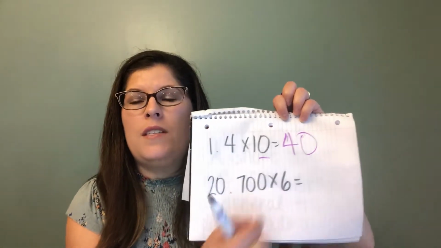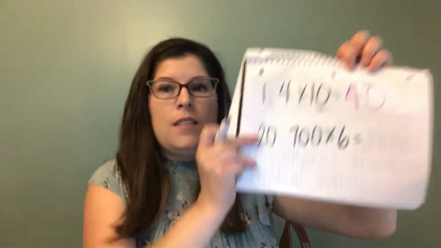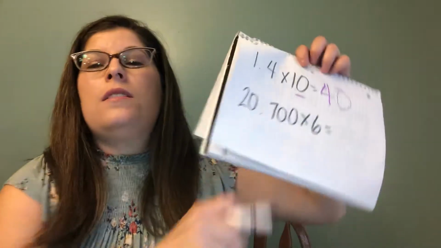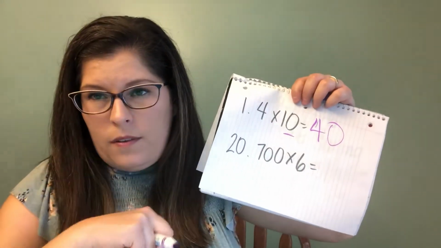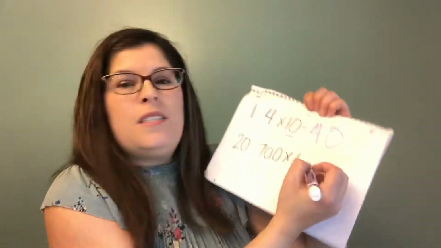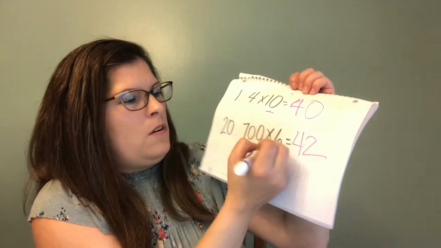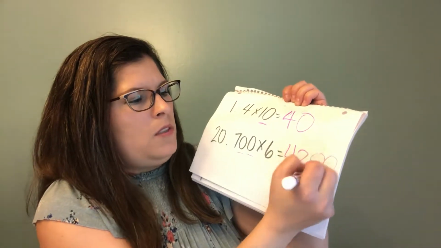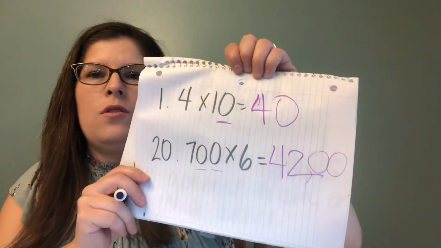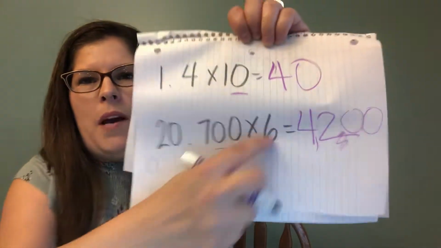So 7 times 6. What's 7 times 6? Let me give you a clue. Whenever you sneeze, say 42. Yep. So 7 times 6 equals 42. And then we have 2 zeros. So 700 times 6 equals 4,200. Did I put that in the wrong spot? This is what happens when you work on this backwards.